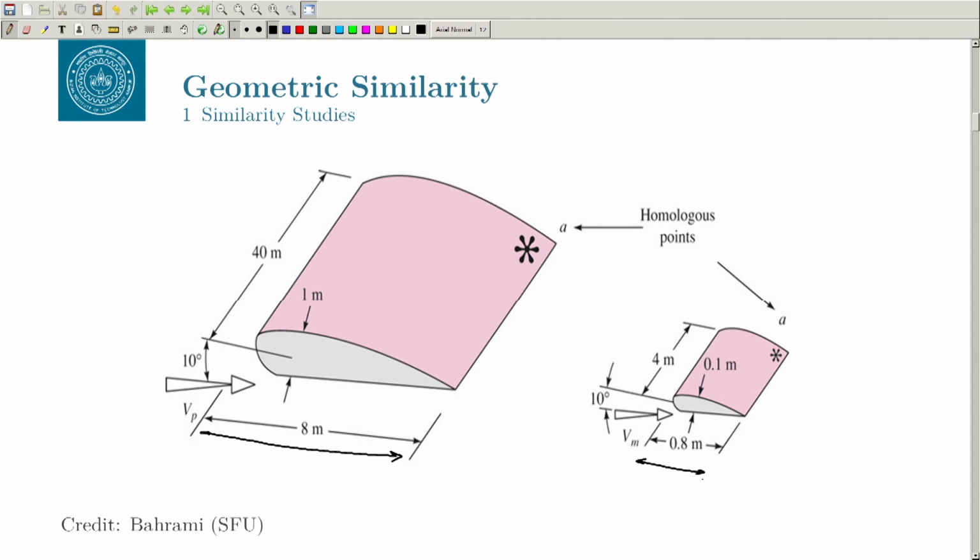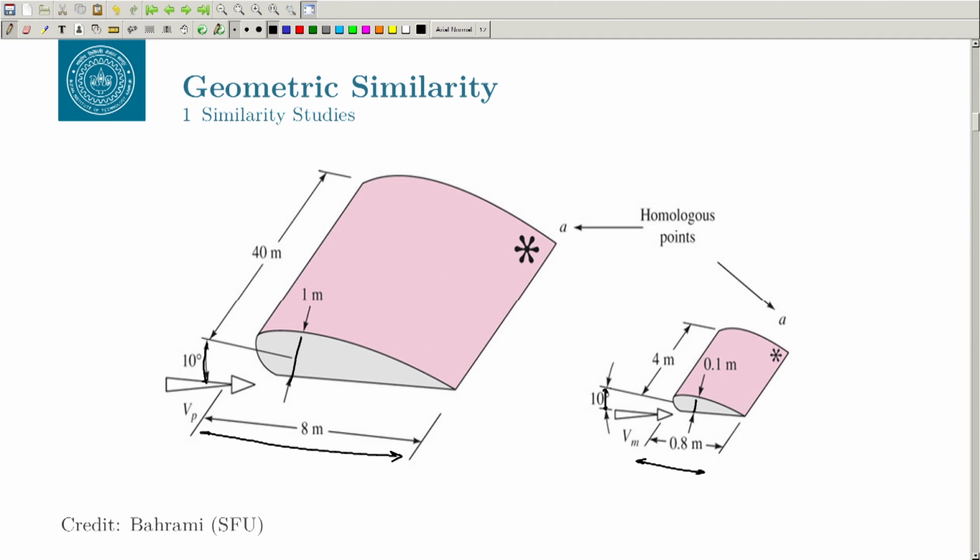The same should be followed everywhere. Let us say you have a maximum thickness somewhere which is 1 meter here, it should become 0.1 meter. And if it is 40 meter in the span, it becomes 40 by 10, which is 4 meter in span. Not only that, it should maintain the same angle of attack. If it is at, let us say, 10 degree angle of attack here, it must be 10 degree angle of attack here. That means it should be of the same shape.